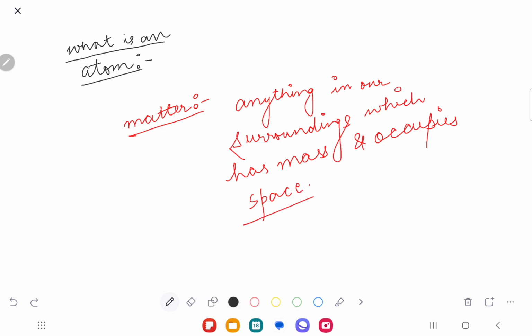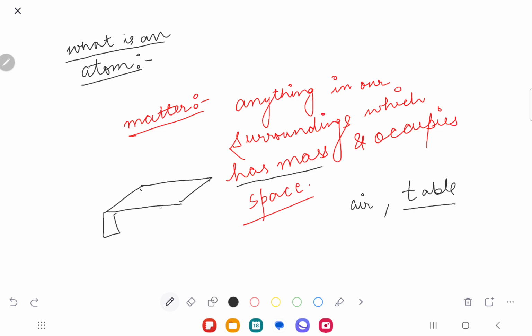All right. So let's suppose we have air. Let's suppose we have a table. The table has mass, and when the table has mass and you place it, it is definitely going to occupy some space. If you keep a ball, this ball will do what? Occupies. Exactly. This ball shall be capable of occupying a space on the table.